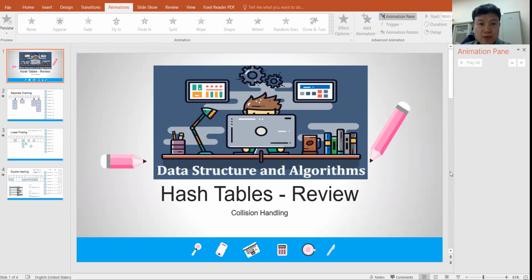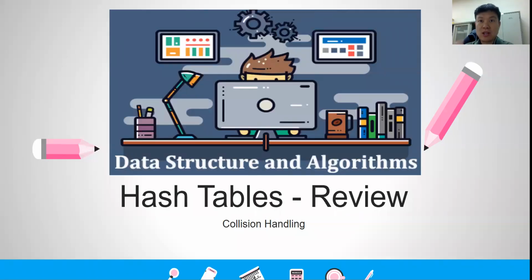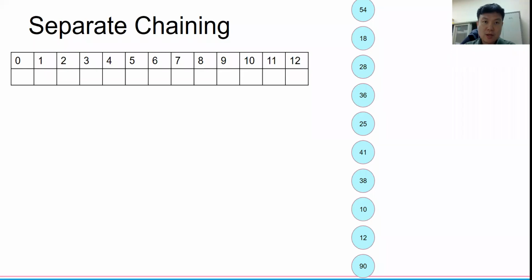I'm going to review hash tables, especially the part on collision handling, because maybe you don't have an idea about the examples, because in the previous video we just handled the examples without animation. So I'm creating animations to help you understand the concept of collision handling. There are three methods, if you still remember: separate chaining, linear probing, and double hashing. Let's see them one by one.